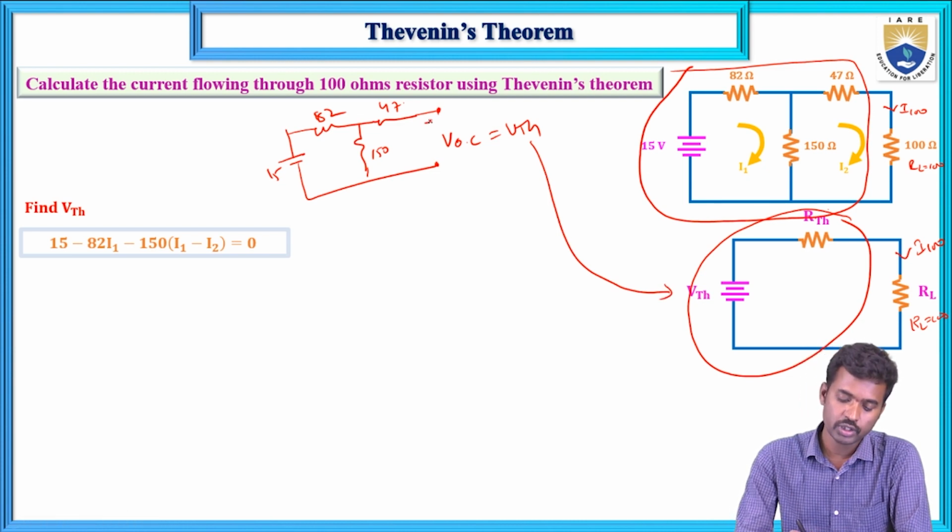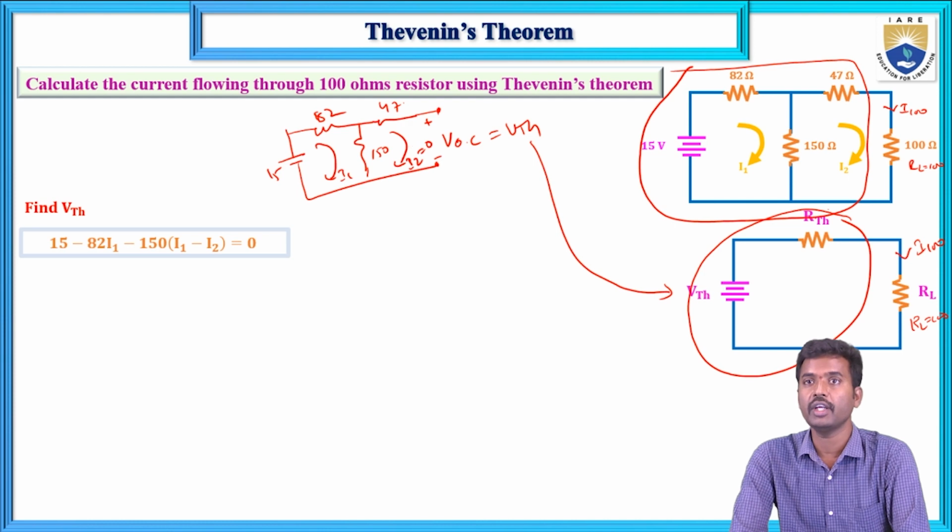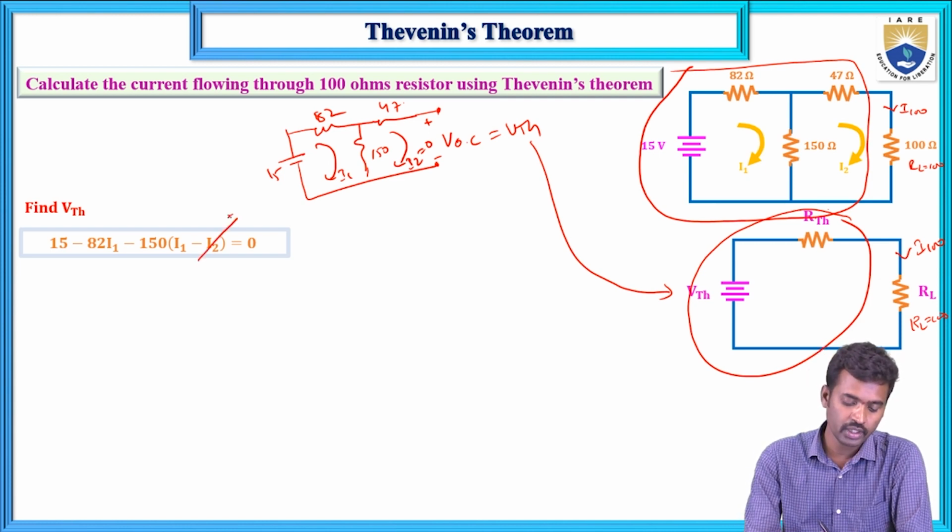Now here this is plus and this is minus, with mesh currents I1 and I2. Here the I2 current equals 0. Why is the I2 current 0 here? Because it is an open circuit, and open circuit current is always 0. So I2 equals 0.